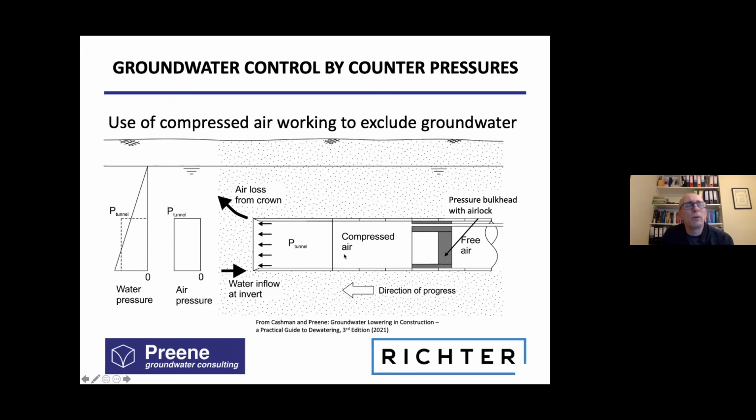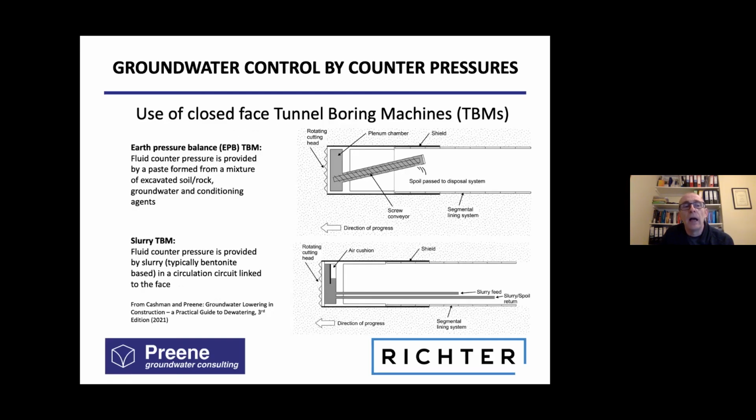So up to about the 1980s, compressed air tunneling was used very widely. But since then, the health risks have been very much recognised. And now compressed air tunneling tends to only be used in very specialised circumstances under close medical control. For example, where operatives need to enter the front of a tunnel boring machine to replace parts for short periods of time.